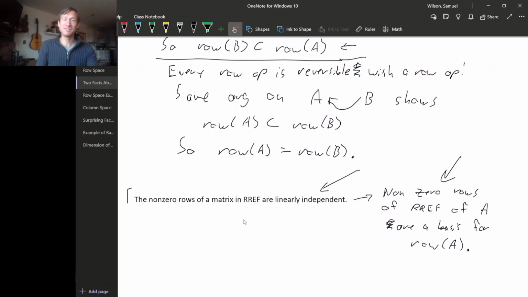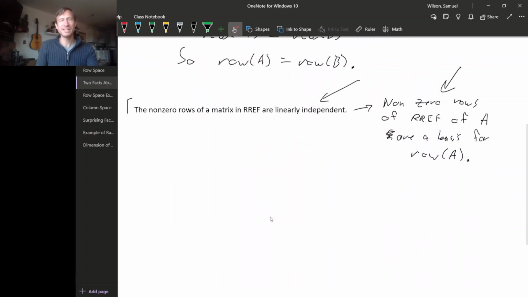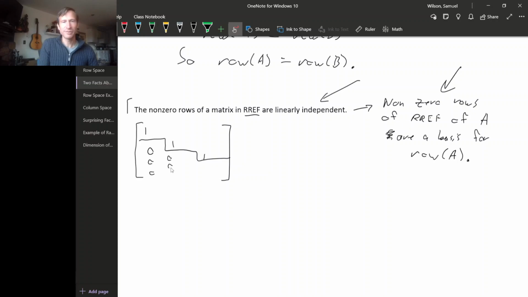So prove that the non-zero rows of a matrix in reduced row echelon form are linearly independent. What we'll do is, this is really more of a sketch of a proof. I'll leave the details to you. Writing all the indices down is surprisingly annoying, but the idea is very clear. So reduced row echelon form has this stair-step pattern to where the pivots are, and everything below the pivots is all zeros, like this.